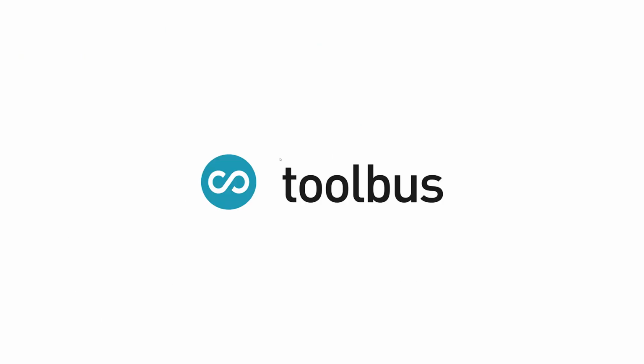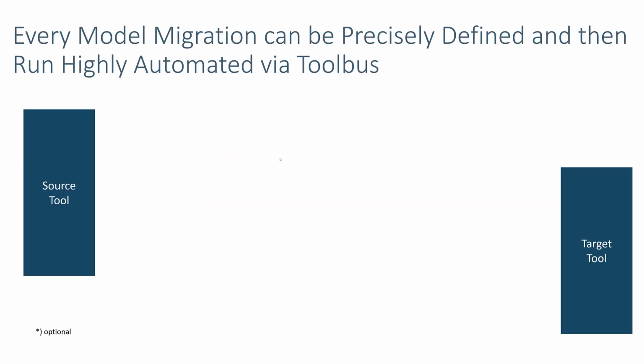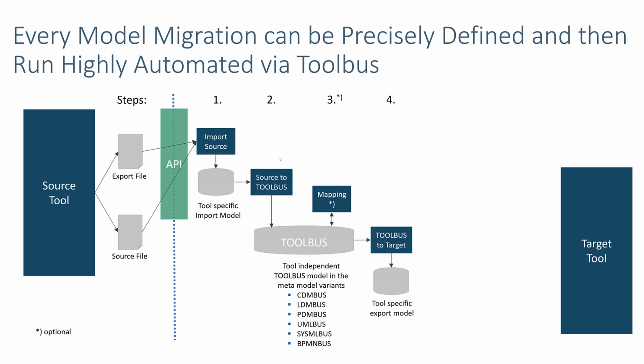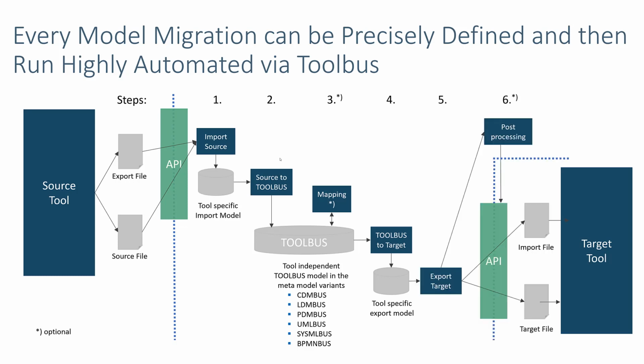So Tubas, just a few words, is an extensive concept to migrate models at a very high quality. We read the modeling files via the native API. Then we have the actual bus, which is a flexible transformation matrix. And finally, we write those transformed files again via the native APIs into the target tool format.